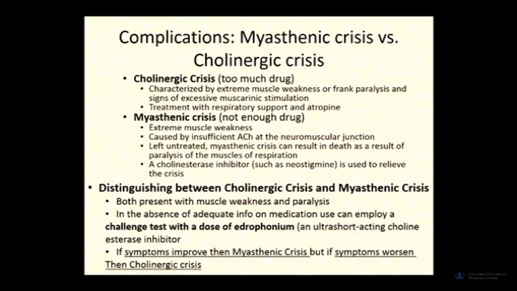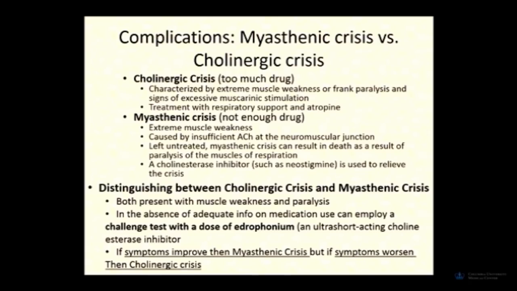There are two major complications when you treat someone with myasthenia gravis using a cholinesterase inhibitor. One complication is what's called cholinergic crisis, which is really a problem of too much drug. And the other is something called myasthenic crisis, which is really a problem of not enough drug. Now, the problem with differentiating between these two complications is that they look the same.